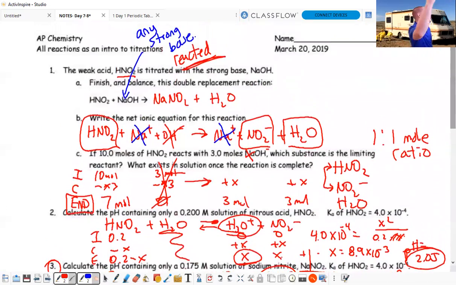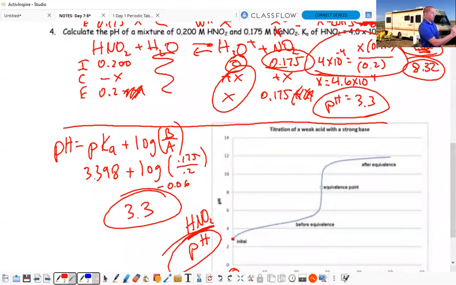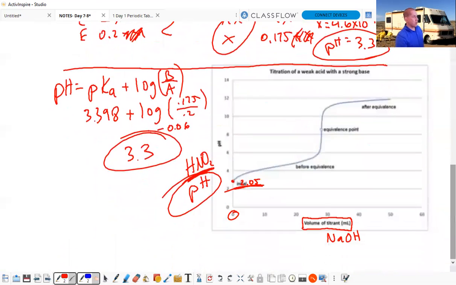Notice what this reaction is. HNO2 plus NaOH. What it really is, though, is HNO2 plus the OH minus, because of that, again, spectator ion. Well, what we have in the beginning then is, like question 2, where we only have the acid, the pH came out to be 2.05. So right here we have 2.05. There's our initial pH. And then you start adding NaOH.